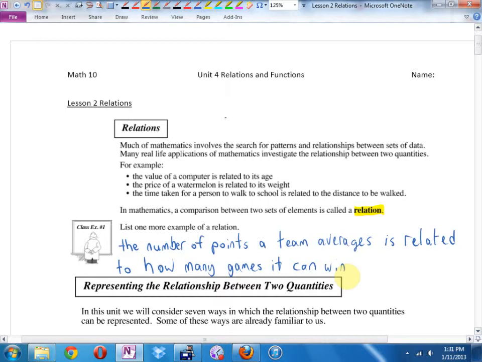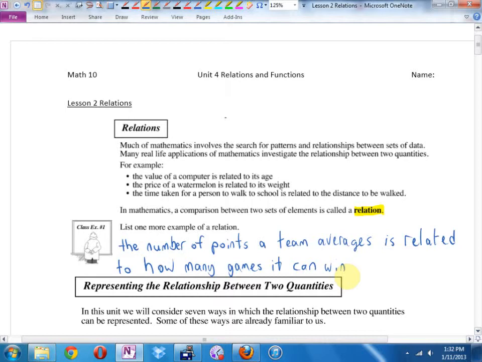Yeah. But have you been in some games where you scored a lot of points and lost? Yeah, this is not a blatant one-to-one guaranteed relation, unlike the previous ones. Although that first one, the value of a computer is related to its age, that's true for a while, but then eventually the computer starts to be worth more. Why? Now it's a collectible, right? It's an antique. Okay, so that one also does change.